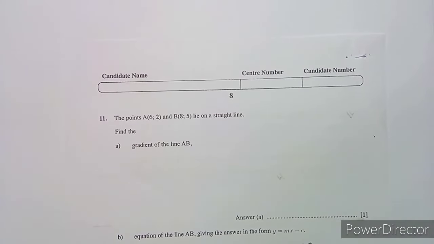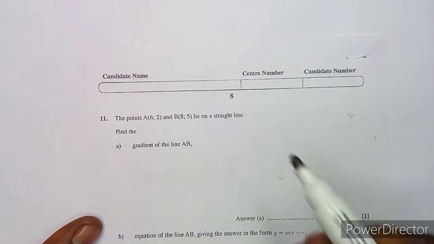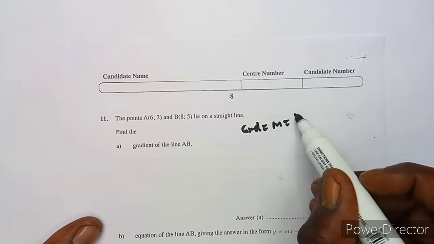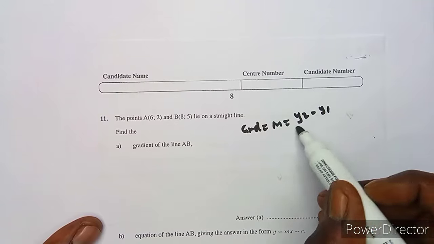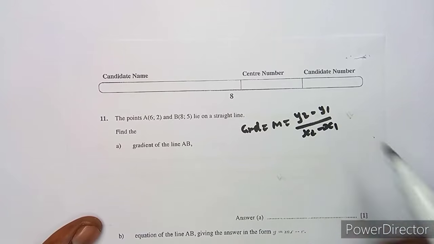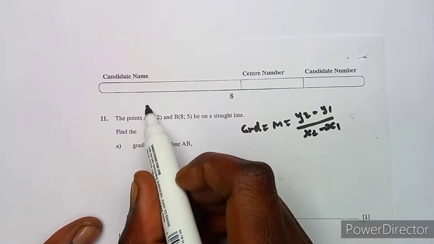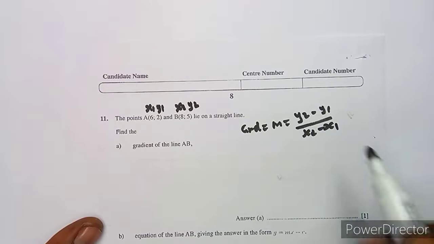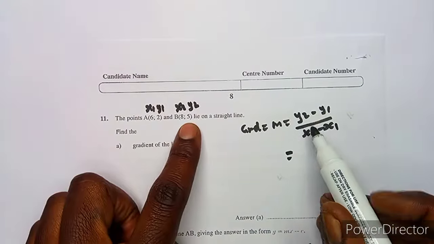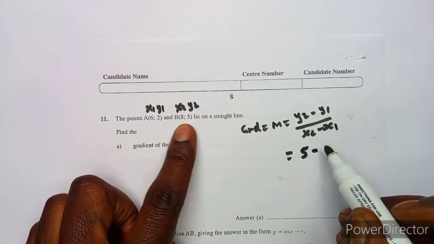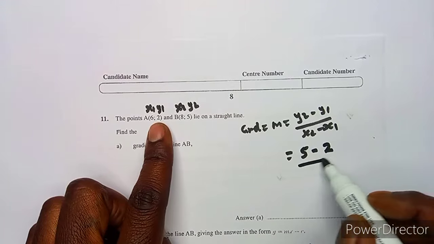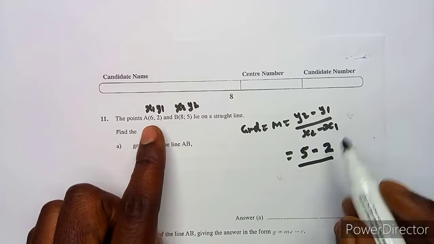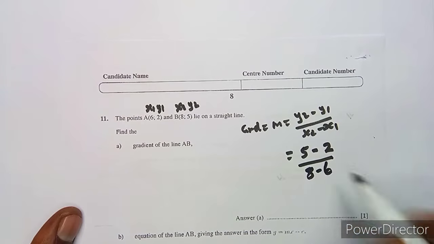Then you are given to calculate or to find the gradient. Remember that the gradient of a line is equal to M, which is equal to y2 minus y1 over x2 minus x1. So what you simply need is to name your points x1, y1, x2, y2. That's it. So we are going to have y2, which is 5, minus y1 here, which is 2, over x2 minus x1, which is x2 here minus x1. So it's 8 minus 6.